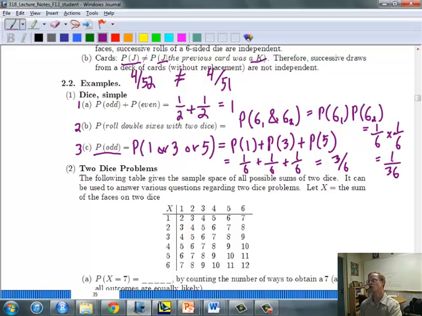If you weren't sure if there was dependence or not, you could still put 6 on the second given 6 on the first, and you'd work out, oh yeah, this probability turns out to be 1/6. So there would be no loss of taking that extra step.